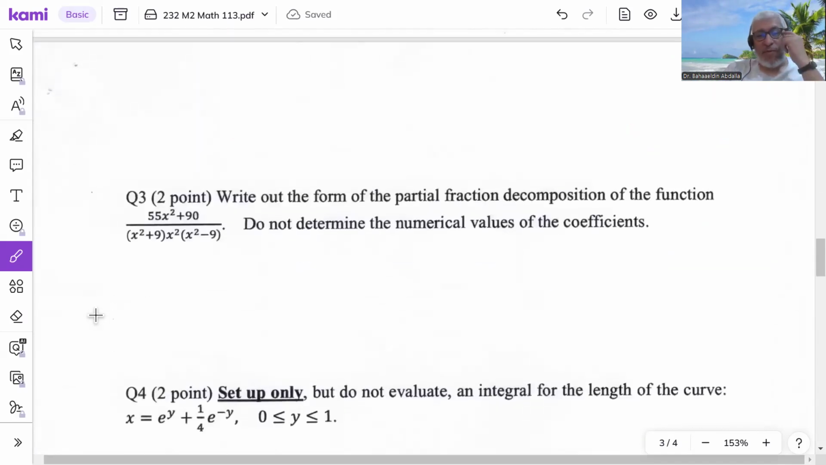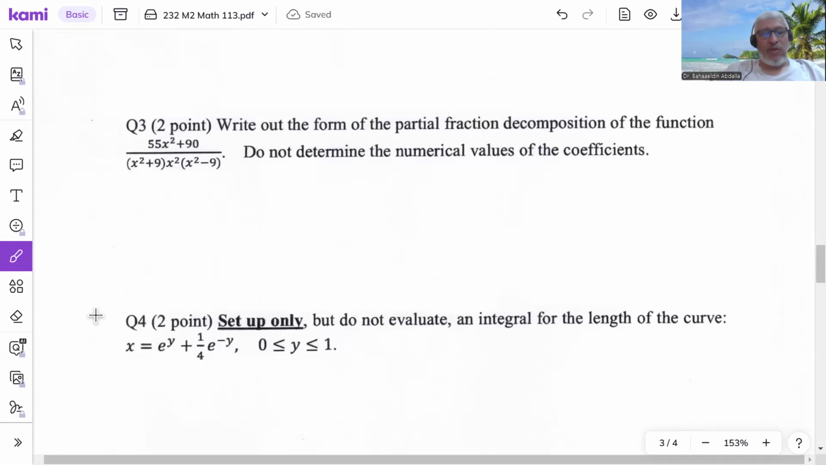Write out the form of the partial fraction decomposition of this function. Do not determine the numerical values of the coefficients. Well, I will write it as 55x squared plus 90 over. Now the numerator doesn't have anything to do if we just want to write out the form. The form completely depends on the denominator. So what do we have in the denominator? I have x squared and I have x squared minus 9. So I write x squared first, and x squared minus 9 is x minus 3 times x plus 3.